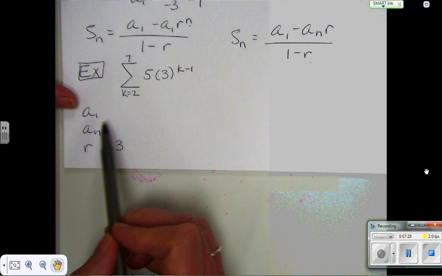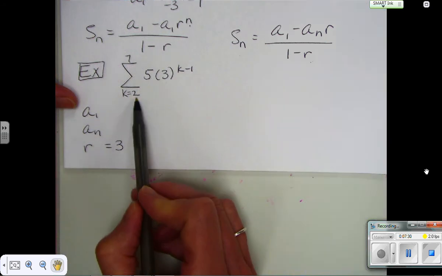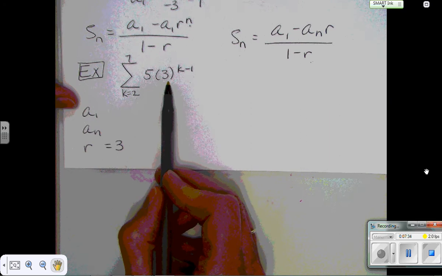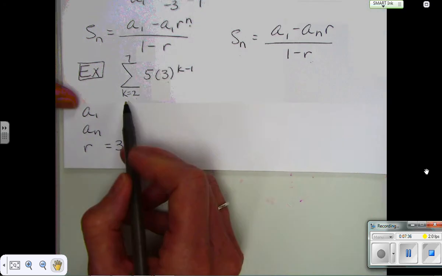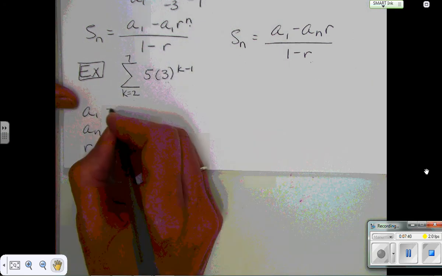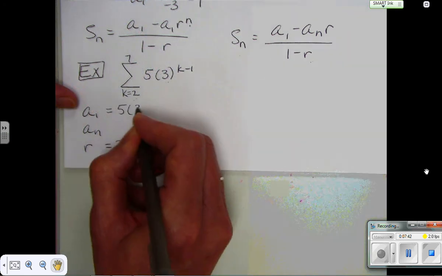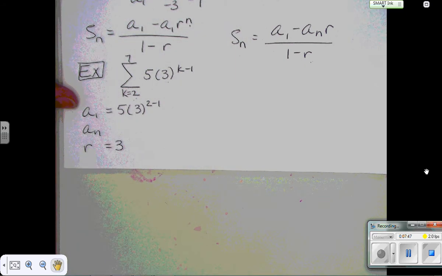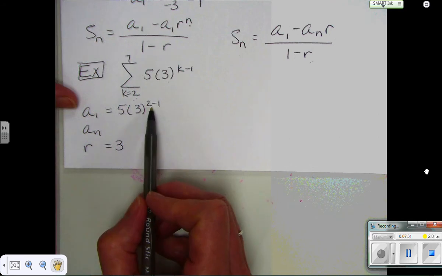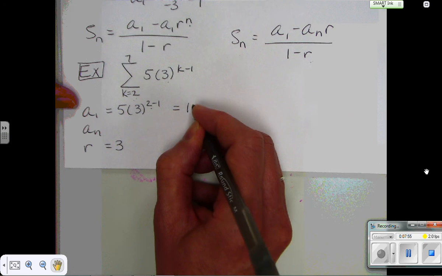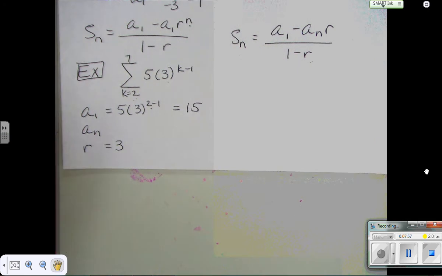Okay, the a sub 1, I'm going to take my bottom number, plug it into the function, and get my value for a sub 1. So I'm going to substitute 2 for the k. So that means I'll have 5 times 3 to the 2 minus 1 power. And I want to take my base to the power first, and then multiply by 5. But this power is only going to be a 1, so it's actually going to be 3 times 5, which is 15. That's my a sub 1.